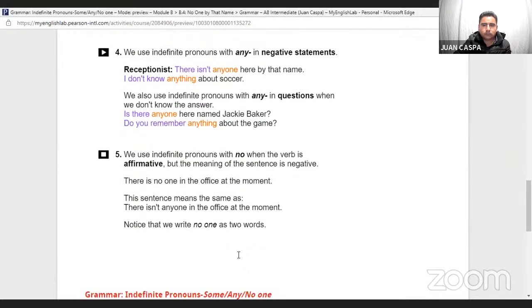We use indefinite pronouns with no when the verb is affirmative, but the meaning of the sentence is negative. There is no one in the office at the moment. This sentence means the same as, there isn't anyone in the office at the moment. Notice that we write no one as two words.